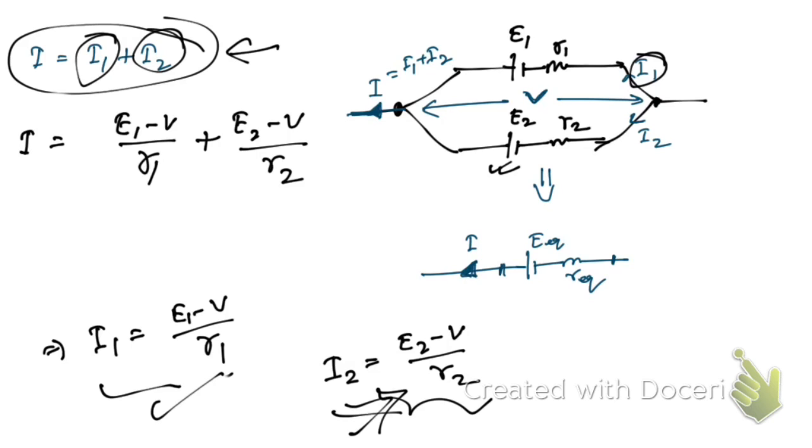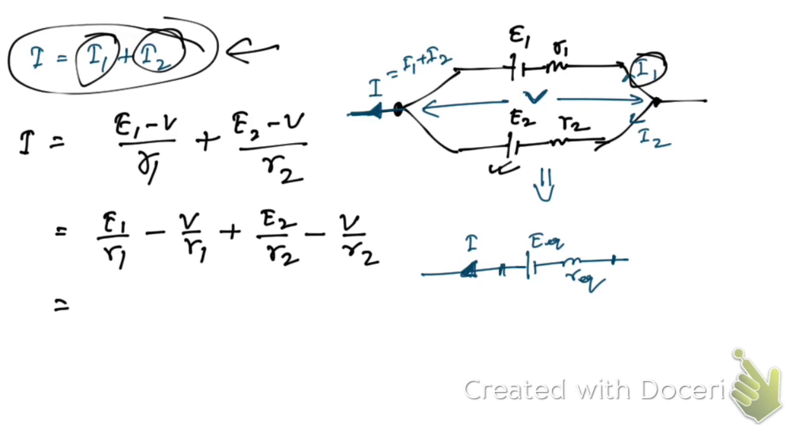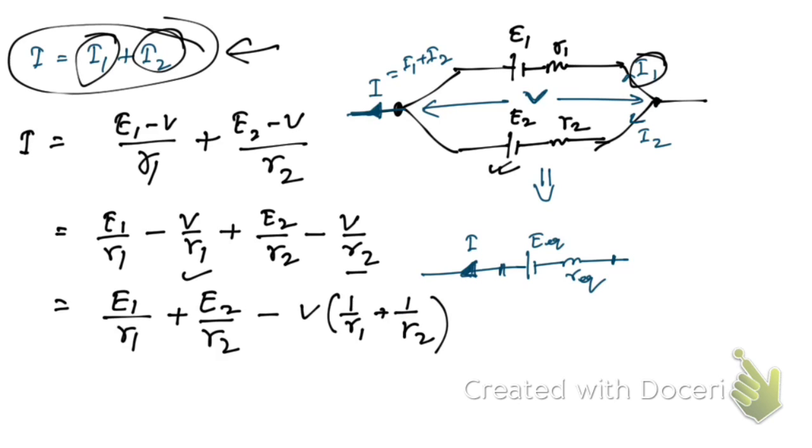Now see what we are going to do here. If we simplify this, let me clean these things, just wait. Okay, now we can simplify this in this way. Here we have E1 by R1 minus V by R1, plus E2 by R2 minus V by R2, and if we simplify further, we get E1 by R1 plus E2 by R2, then minus V taken common, we get 1 by R1 plus 1 by R2. From these two terms we have taken minus V common, right?